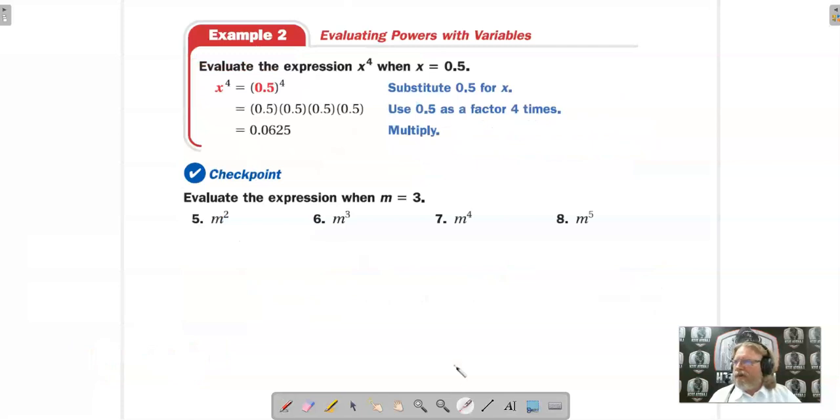In the second example here, we have evaluating powers with variables. Well, we know that evaluate means to substitute and solve. So here we're going to evaluate the expression x to the 4th when x is equal to 0.5. So notice that x is in the position of the base. So we're going to substitute in that 0.5 for the base. And then whenever we stretch that out, we have the factor of 0.5 4 times. And whenever we multiply all that out, yep, 5 times 5 times 5 times 5 is indeed 625.